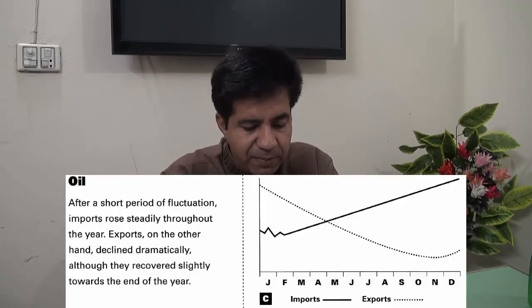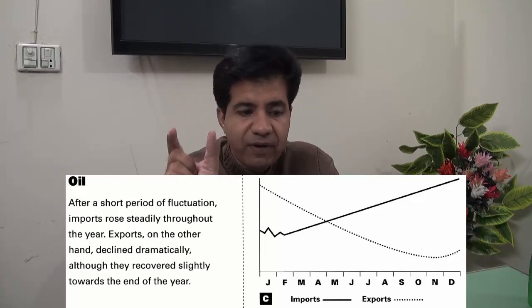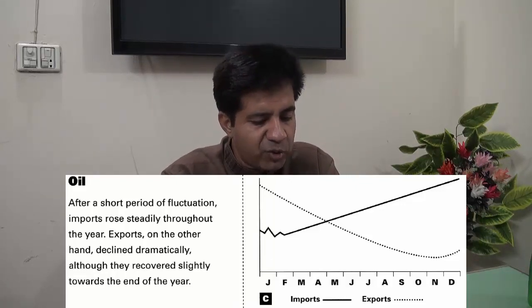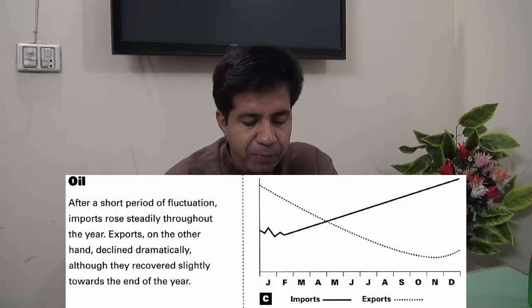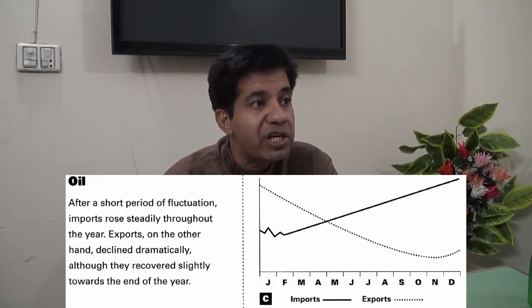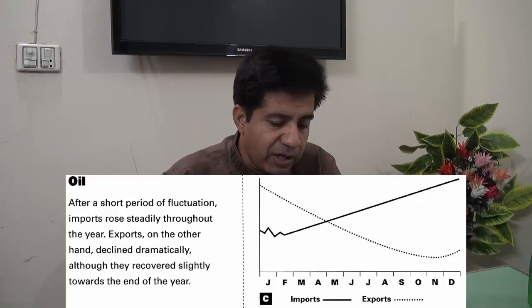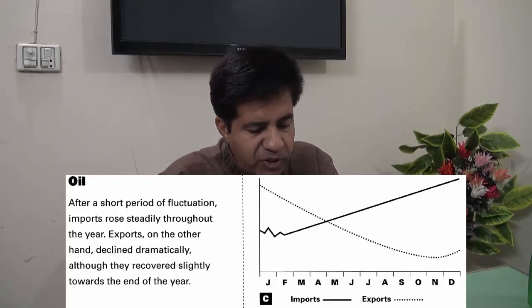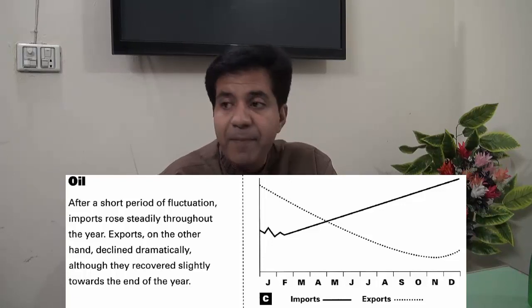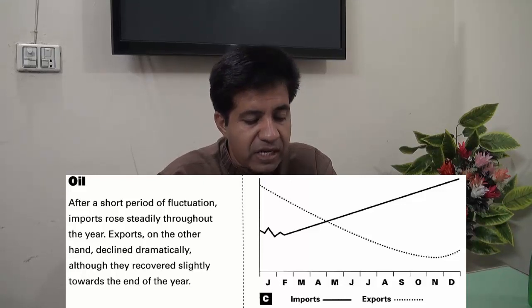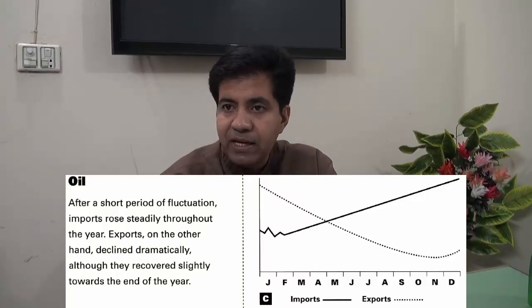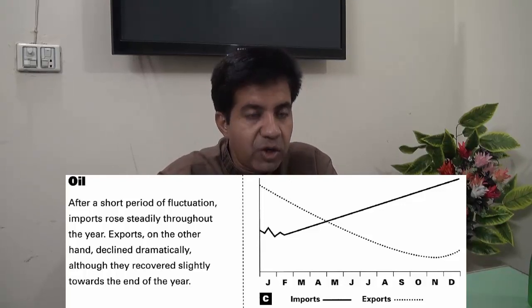We got the next trend that is about oil, imports and exports. After a short period of fluctuation, can you see in imports a short period of fluctuation? After a short period of fluctuation, imports rose steadily throughout the year. Now you can see imports, they rose steadily throughout the year. Climb, exactly, you can say that. Exports on the other hand declined dramatically, right? The words like dramatically, declined dramatically, although they recovered slightly. Now can you see at the end? They recovered slightly towards the end of the year.